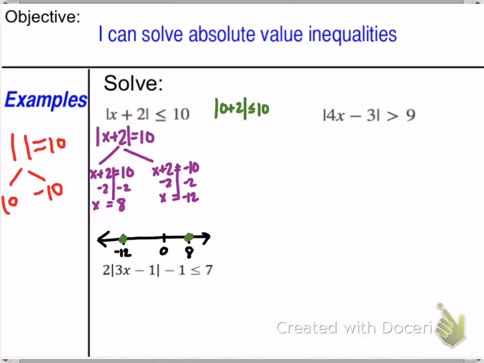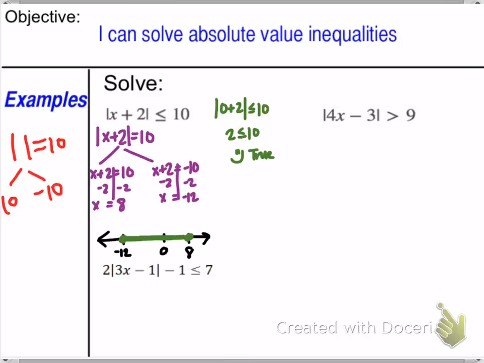Okay, so let's see. I plugged in 0 up here into my original inequality. All I have to do is simplify this left side. So 0 plus 2, the absolute value. Well, that's just 2, and that says 2 is less than or equal to 10. That's true. Okay, so remember what we said. If this is true, since 0 is between my 2 dots, I shade in between my 2 dots. So you're going to see me do that.